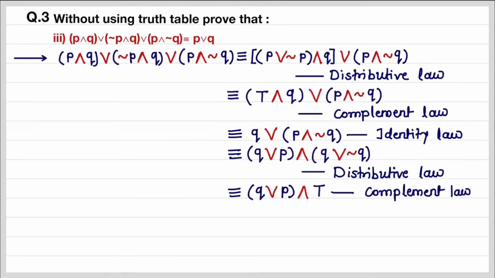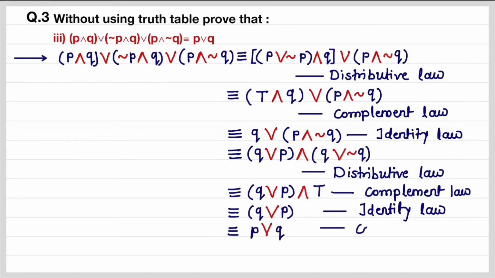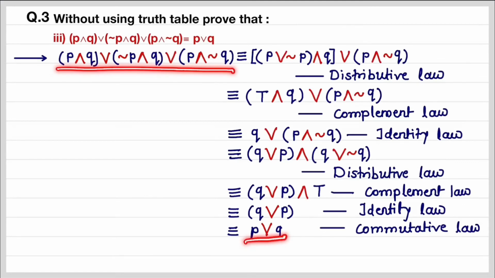But statement and T is equivalent to the statement itself by identity law. So we get this term as Q or P. Now apply commutative law. Using commutative law we get this as P or Q. So we get LHS is equal to RHS.